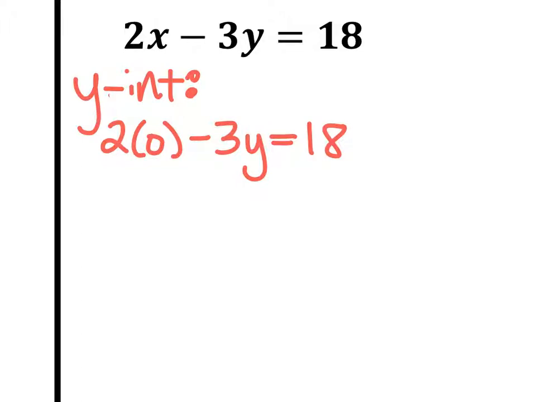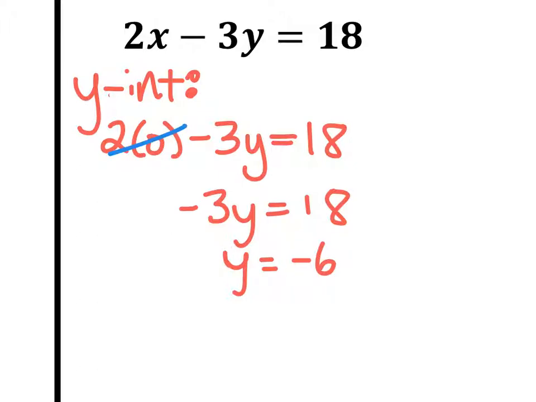2 times 0 is 0, so we can basically cross that out, right? You could write 0 minus 3y, but it means the same thing. So you're left with negative 3y is equal to 18. Divide by 3 and you get y equals negative 6. You are not done because I asked for the y-intercept, which is a point. And so you need to actually write that the point is 0, comma, negative 6.